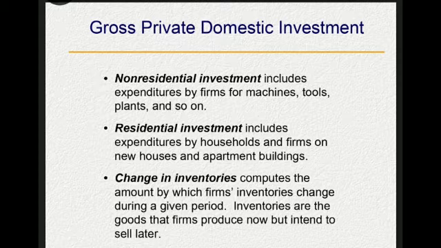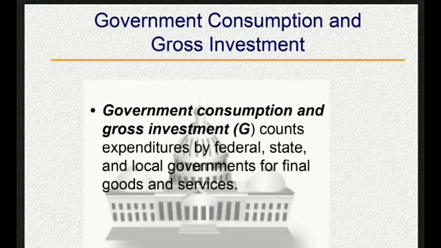The next is net exports. Net exports is the difference between export and import. Then government consumption and gross investment. It is the consumption of government and gross investment. It counts the expenditures by federal, state and local governments for final goods and services. So these are the different classifications and explanations of the expenditure method for calculating GDP.